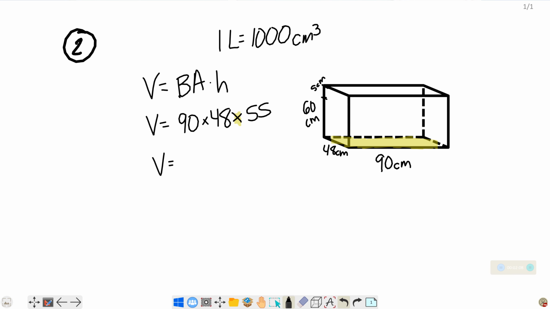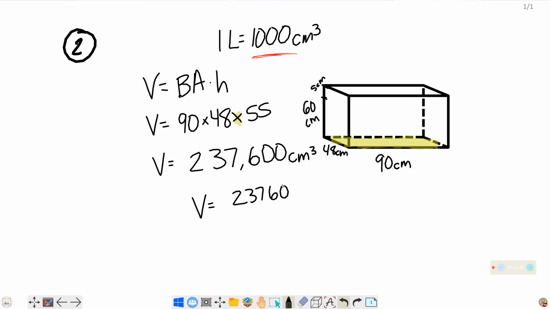This gives us a volume of 237,600 centimeters cubed. But we want it to be in liters. So to convert it to liters, we're going to divide by 1,000. And that just moves the decimal 3 spots because there are 3 zeros in 1,000. And that gives you 237.6 liters.